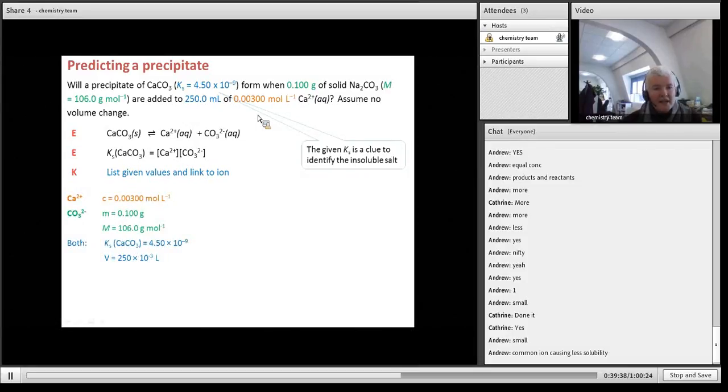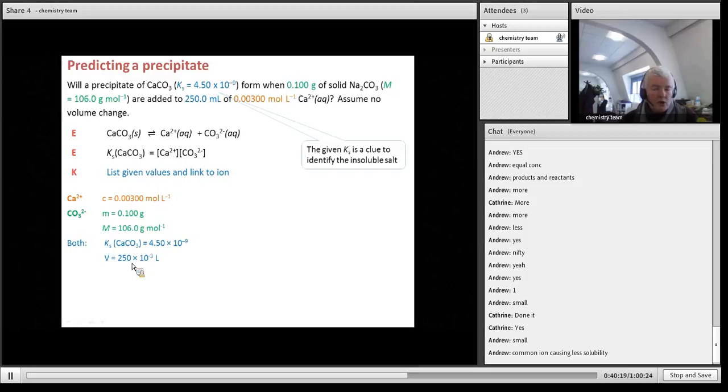When I've done that, remember I've got to substitute into this expression. I know it's Ks and I'm going to be using an IP, but it's pretty much the same thing. So I'm going to need the calcium ions and the carbonate ions. Now the calcium ions are easy, I've already been given them. How can I calculate my carbonate ions to plug in there? All I know about the carbonate is a mass and a molar mass, and something that applies to both is a V.